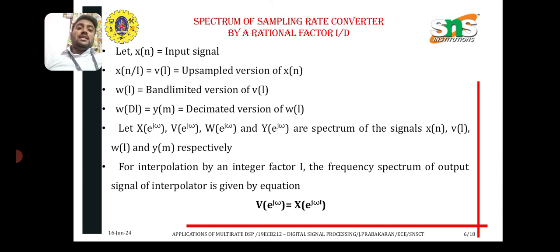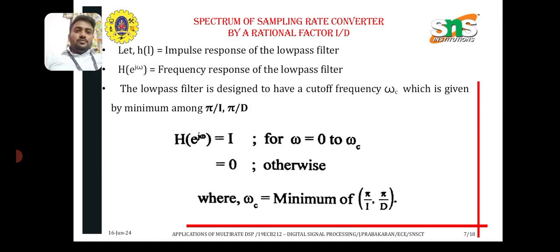For interpolation by an integer factor I, the frequency spectrum of the output signal of the interpolator is given by the equation V of e power j omega equal to capital X of e power j omega I. The impulse response of the low pass filter is represented by h of l. The frequency response of the low pass filter is represented by H of e power j omega. The low pass filter is designed to have a cutoff frequency omega c, which is the minimum among pi by I and pi by D. H of e power j omega equals a for omega from 0 to the cutoff frequency, and otherwise 0, where omega c, that is the cutoff frequency, equals minimum of pi by I, pi by D.